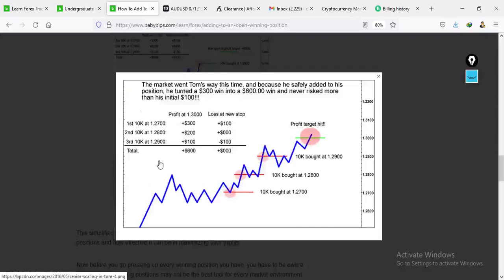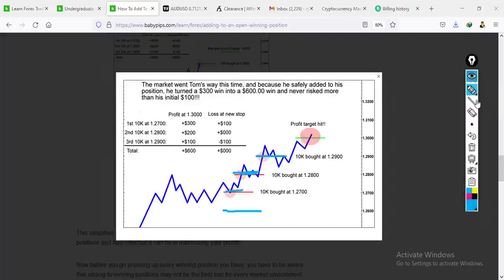Now let's see, the market continued to push higher, and because he safely added to his position, Tom hit take profit of $300 on his position, and an additional $300 because he kept adding to his positions, 100, 200 and more, and he won a total of 600 instead of 300. Okay, so that's how you add a position.